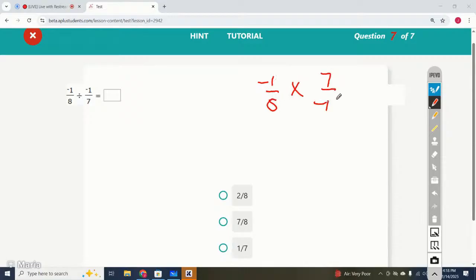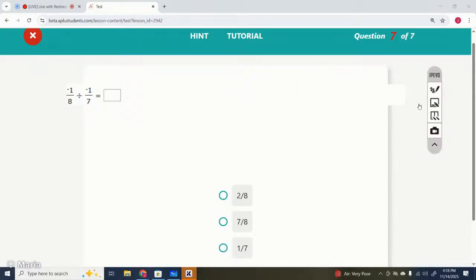Replace the division sign with multiplication. 7 over negative 1. 7 times negative 1 is negative 7, and 8 times 1 is 8. So that is negative 7 over 8. Option number 2 is the correct option. That is negative 7 by 8.